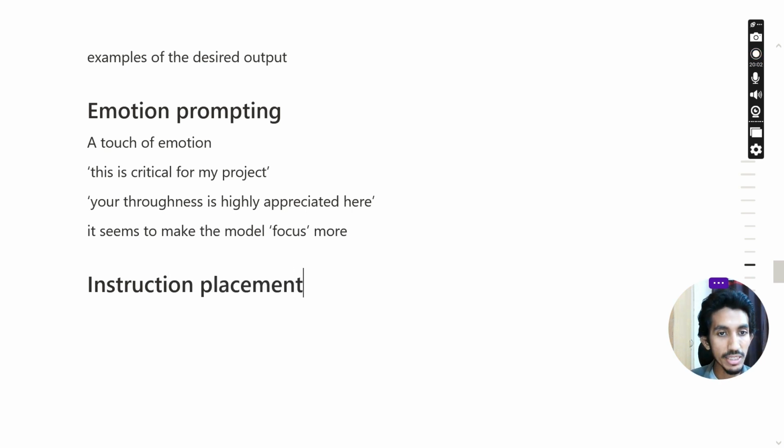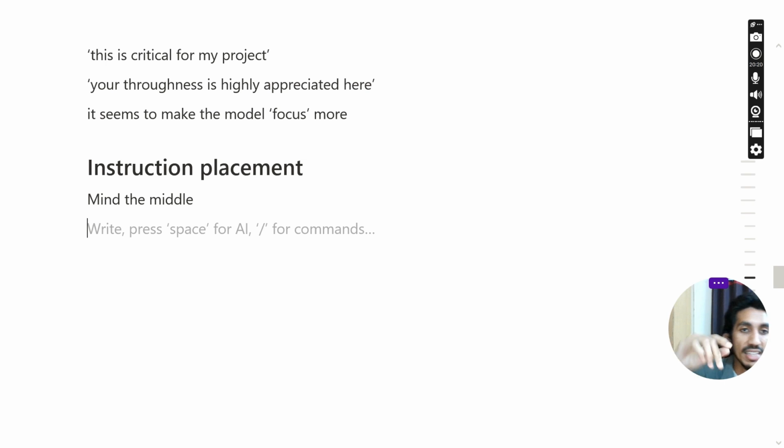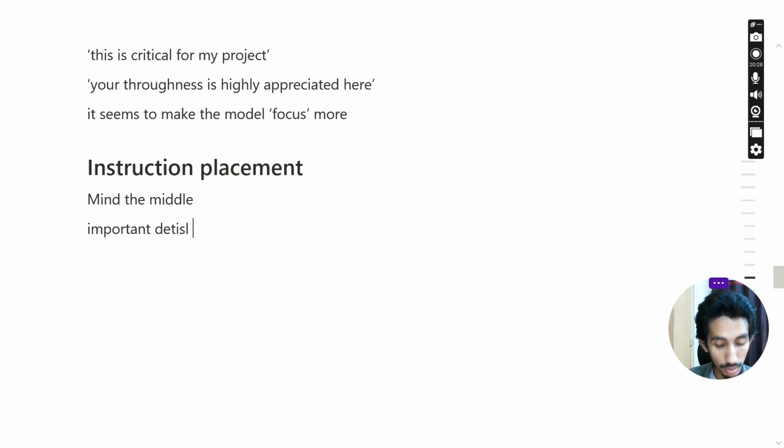So next up we'll talk about the next section, and it's called instruction placement. What does it mean? So the core topic here is mind the middle. Basically, language models, which is funny, tend to pay more attention to the instruction at the very beginning of your prompt and the very end of your prompt. So important details can actually get lost in the middle. This is a weird thing, but is that a reality? Get lost in the middle.